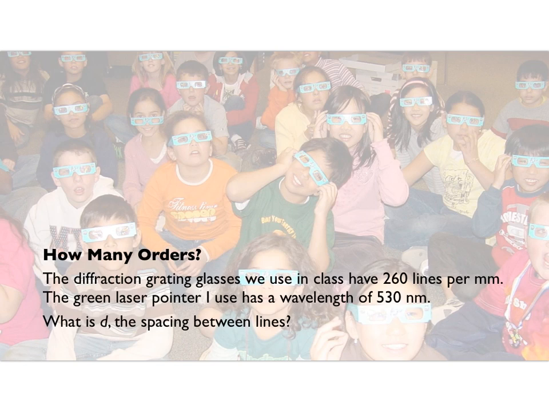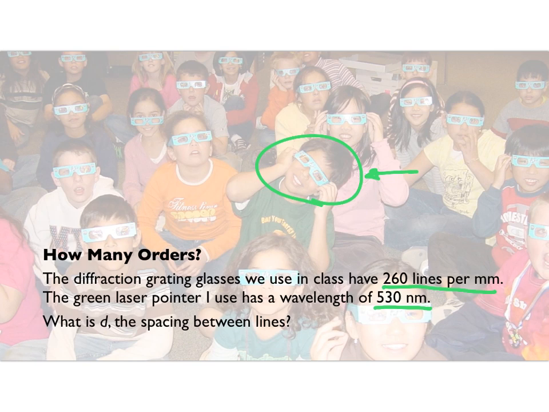Now here's a question for you. If you take a pair of these rainbow glasses, such as we give to children all over the world, they have 260 lines per millimeter. Suppose I took my laser pointer, which has a wavelength of 530 nanometers, and I shine it at the diffraction grating in the rainbow glasses. I'm going to get a diffraction pattern on the screen.